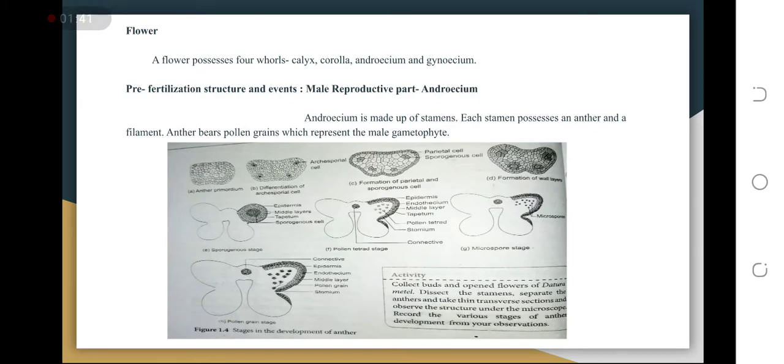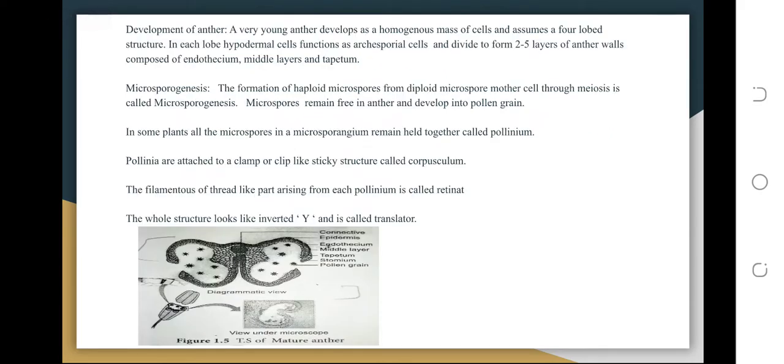Stages in the development of anther, the picture has shown. Development of anther. How the anther develops? A very young anther develops as a homogeneous mass of cells and assumes a four-lobed structure. In each lobe, hypodermal cells function as archisporial cells and divide to form 2 to 5 layers of anther walls composed of endothecium, middle layer and tapetum.